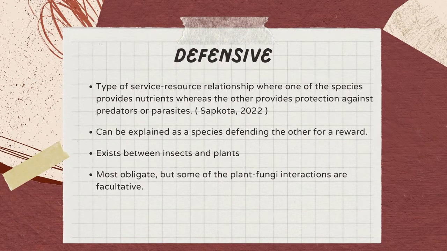Defensive mutualism is a type of service-resource relationship where one of the species provides nutrients, whereas the other provides protection against predators or parasites. It can be explained as a species defending the other for a reward. It exists between insects and plants. Most are obligate, but some of the plant-fungi interactions are facultative.